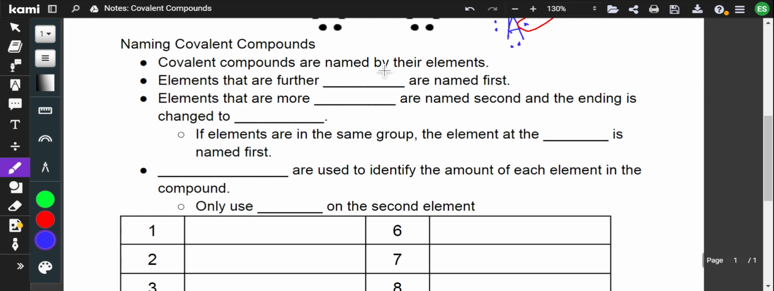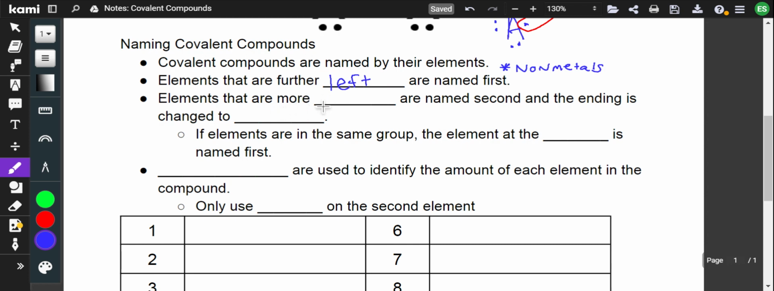Covalent compounds are named by their elements. What elements are in the compound determine their names. So elements that are further to the left are named first. Now remember, these are non-metals specifically. So don't think we're including metals in this group. These are going to be our non-metals only. So it's a small selection of elements, just so we don't forget.